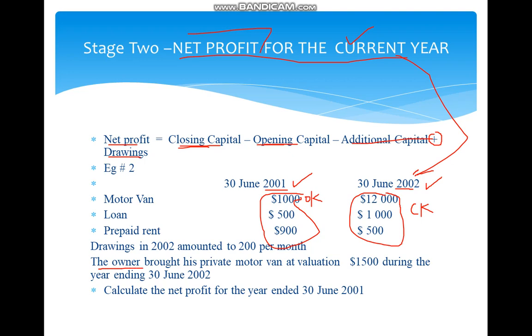I think we need to get additional capital from a statement like this one. The owner brought his private motor vehicle, something that is private. It's additional capital. So this is our additional capital. We can take this one as our additional capital. All right, then our drawings, I think we can get from this figure.